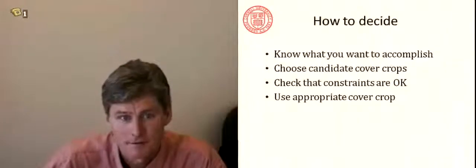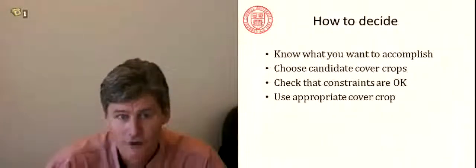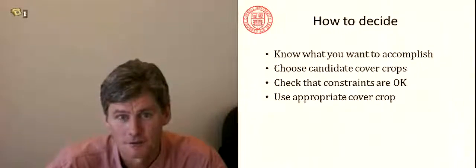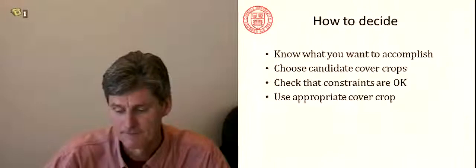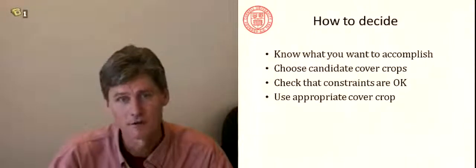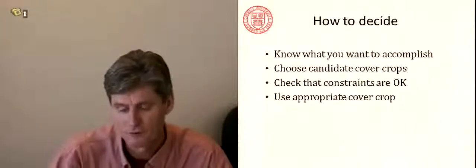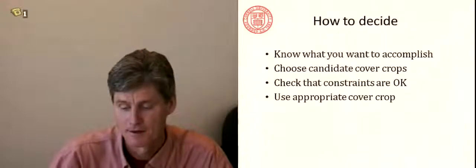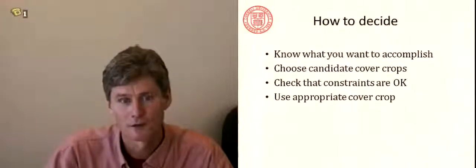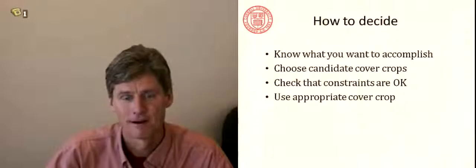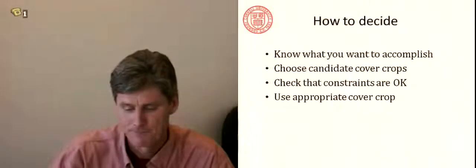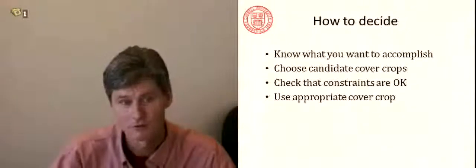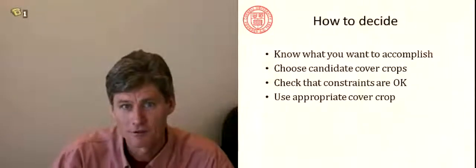So to summarize, how do you decide what you're going to do? First of all, you need to know what you're trying to accomplish. I went through a number of different things that you may need in a particular season for your reduced tillage to work better. So when you know what you want to do, find what, in general, the candidates are that might do that thing. Then you need to think about the constraints of using that particular cover crop.